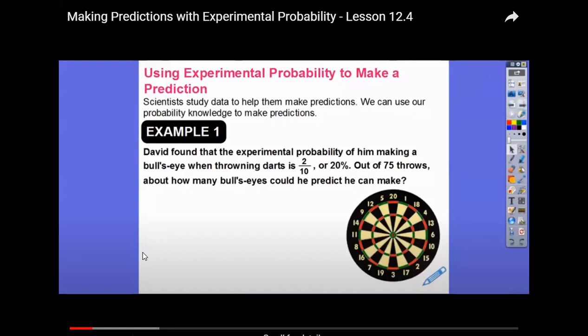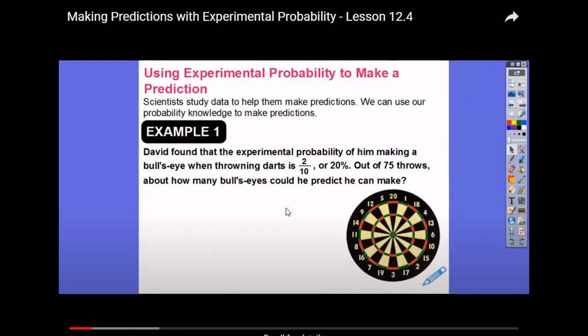Okay, then by using the probability, you can make a prediction, which means you can make your decision according to this probability. So let me give you an example. Scientists study data to help them make predictions. We can use our probability knowledge to make predictions. For example, you have an experiment and you record the results with a small sample or with a small group. And you want to know, if you are going to work with a large group, what you have to do.